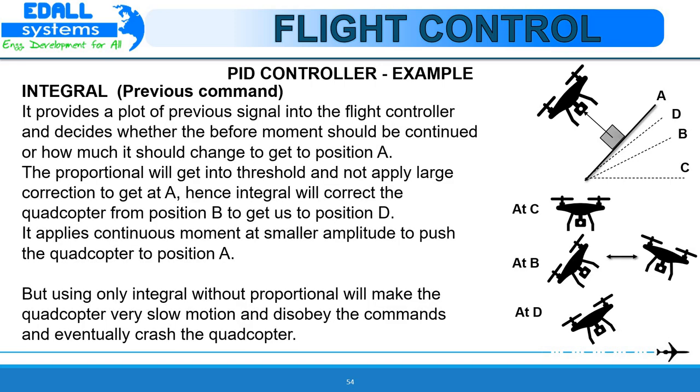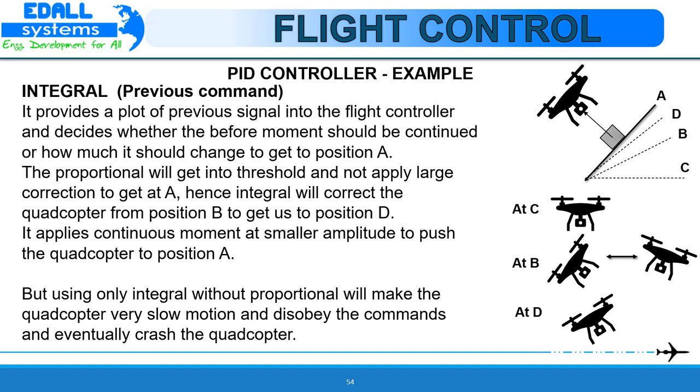So what integral does is, now that due to the proportional signal the quadcopter is stopped at B, it analyzes whether the quadcopter has to be tilted more towards the left, or by what percentage it has to tilt, so that it can reach position A. It provides a plot of the previous signal into the flight controller and decides whether the previous movement should be continued or how much it should change to get to position A. So the proportional will get into threshold and not apply a large correction to get to A. Hence the integral will correct the quadcopter from position B to get us to position D. It applies continuous movement at smaller amplitude to push the quadcopter to position A.